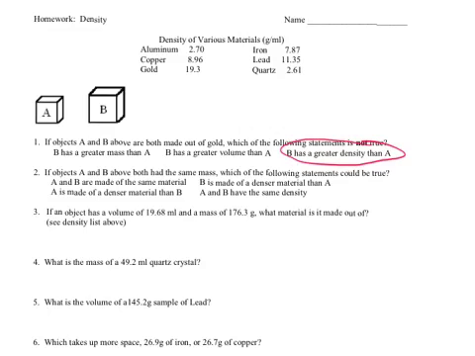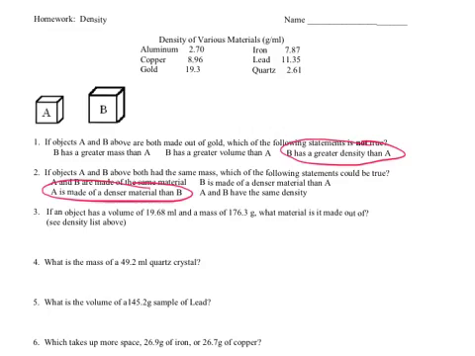Let's look at 2. If objects A and B have the same mass as each other, which of the following statements could be true? Well, in this case, the answer is going to be that A is made of a denser material than B. And the reason is it's more compact. So what we find is that B has the same mass, but it occupies more space. So if I took this much mass and compressed it down into a smaller volume, I'd have A, so it would have a higher density.